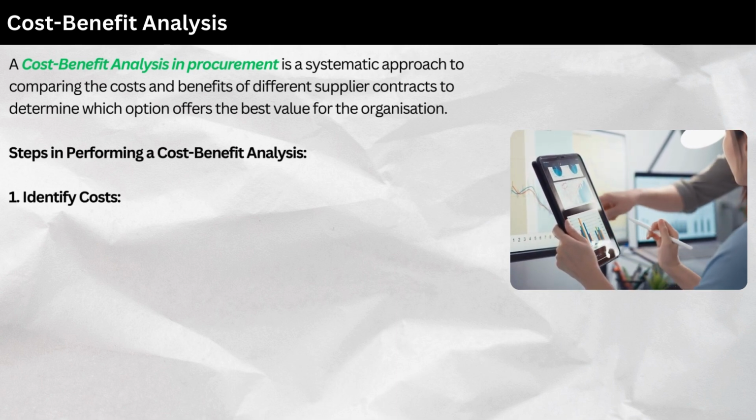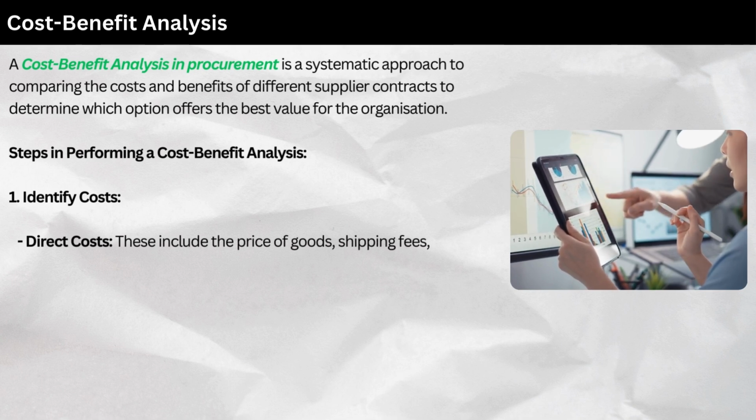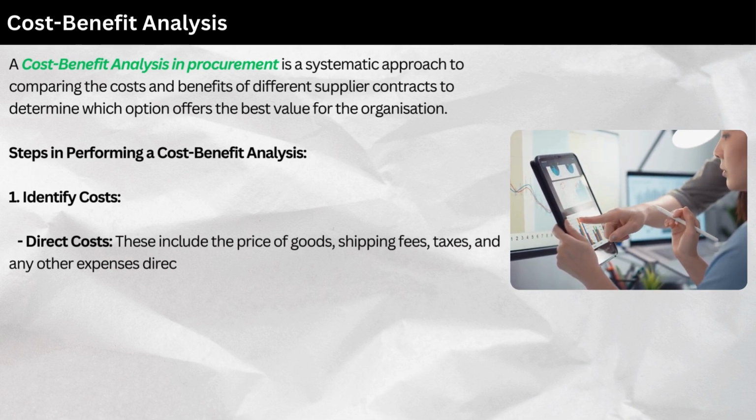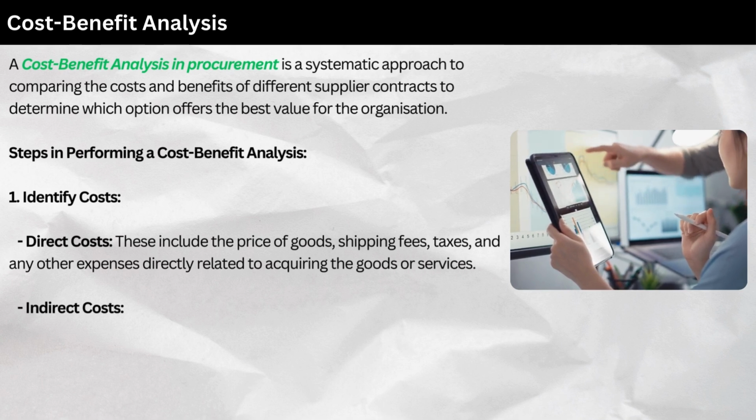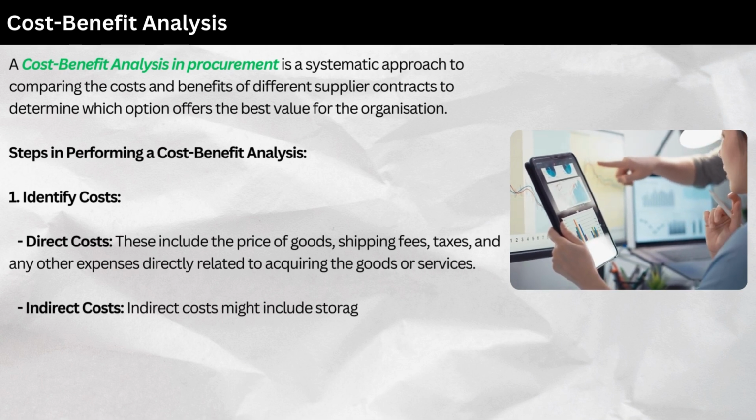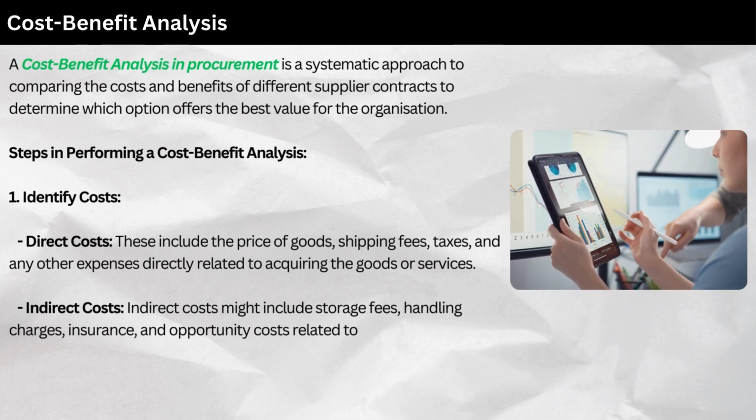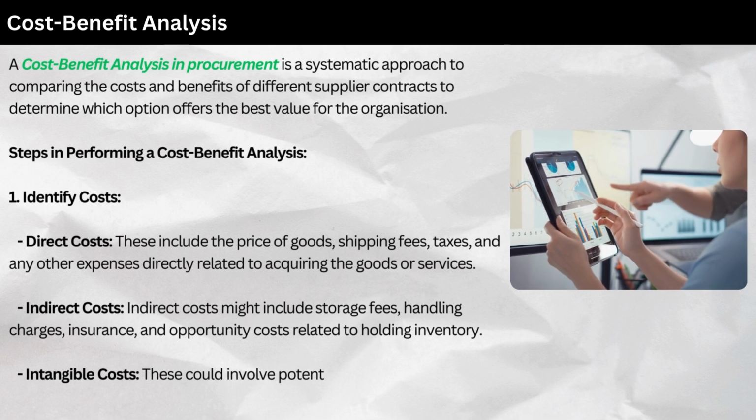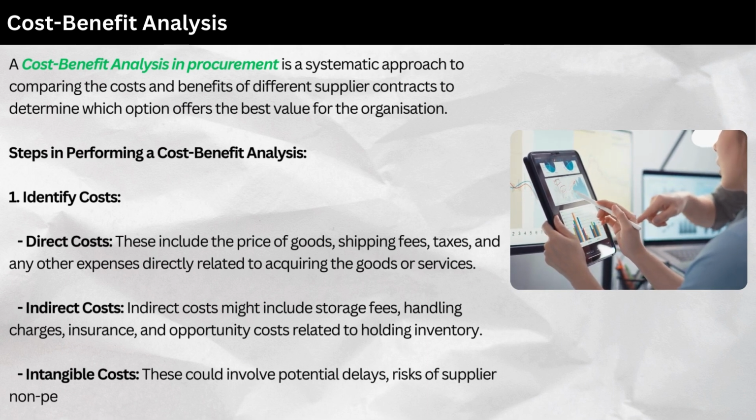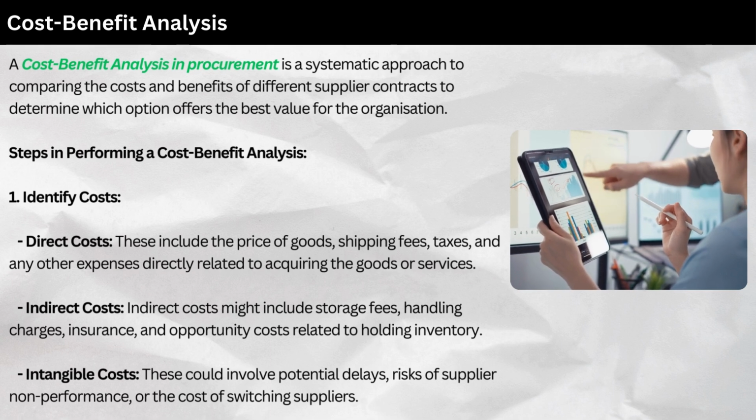1. Identify costs. Direct costs: these include the price of goods, shipping fees, taxes, and any other expenses directly related to acquiring the goods or services. Indirect costs might include storage fees, handling charges, insurance, and opportunity costs related to holding inventory. Intangible costs: these could involve potential delays, risks of supplier non-performance, or the cost of switching suppliers.